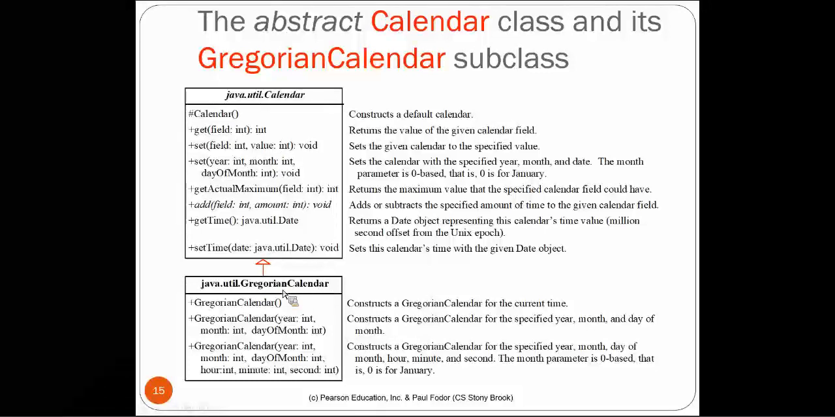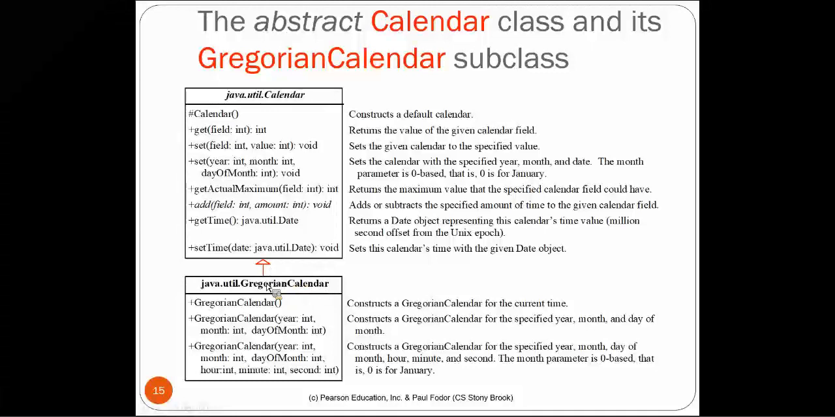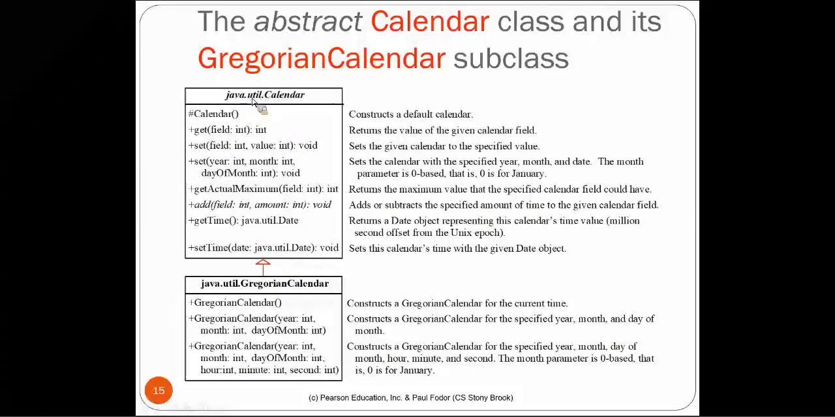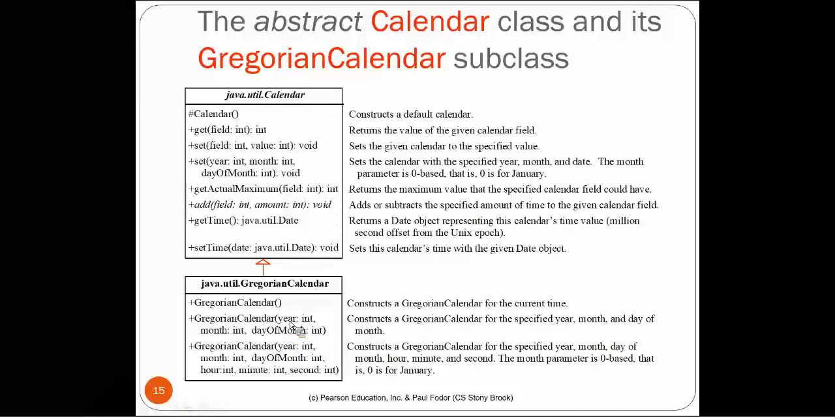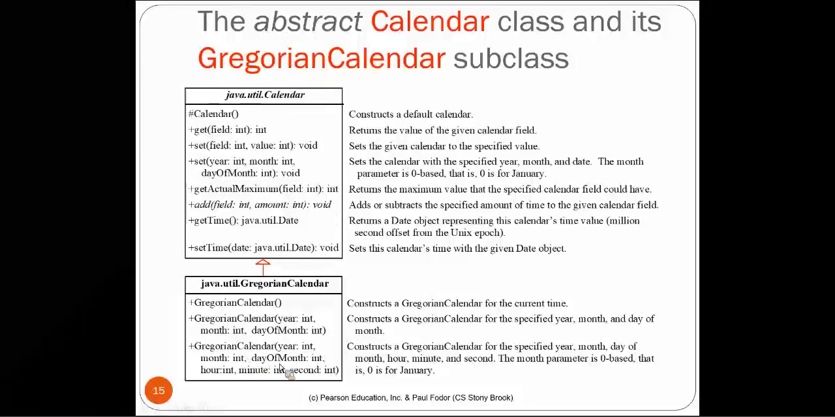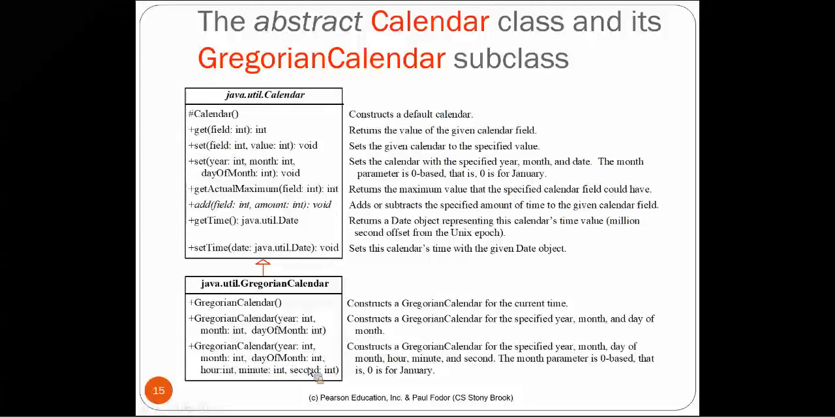Then we have the subclass GregorianCalendar, which is a concrete class. You see that I'm not using italic anymore for the subclass GregorianCalendar, since italic is used for abstract classes, if we have an editor that allows us to use italic for the abstract class name. The concrete class GregorianCalendar allows us to create a GregorianCalendar for the current time, a GregorianCalendar for a given year, month, and day, with 0 for the first month, and a GregorianCalendar for the current year, month, day, hour, minute, and second.